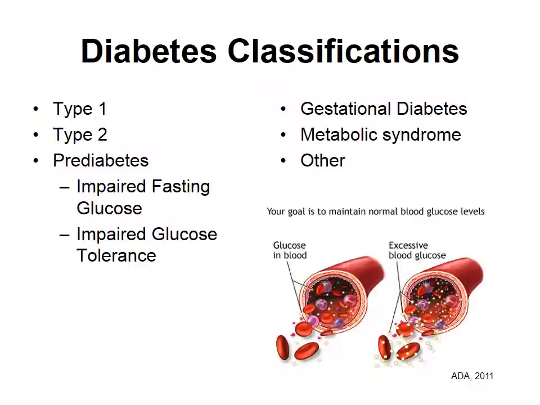Prediabetes is a condition that occurs when blood sugar levels are higher than normal, but not high enough to be diagnosed as diabetes. This condition raises a person's risk of type 2 diabetes, heart disease, and stroke.